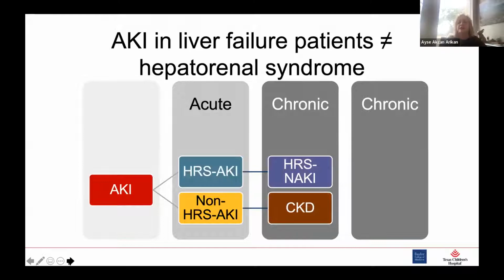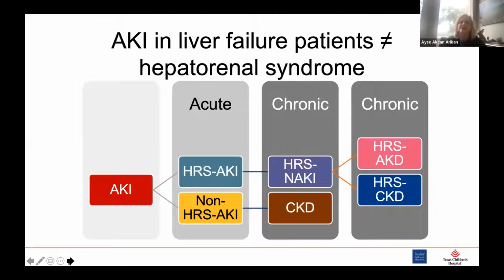That is the acute setting. When it actually does not resolve or does not have the 7-day onset as we are looking for, then it gets into this chronic phase. And if it is HRS, then it could be HRS non-AKI, or if it is non-HRS, it is straightforward chronic kidney disease. Now, disease that persists for up to 3 months from HRS is called HRS acute kidney disease, HRS-AKD. If it persists beyond 90 days, 3 months, then it's called HRS-CKD.